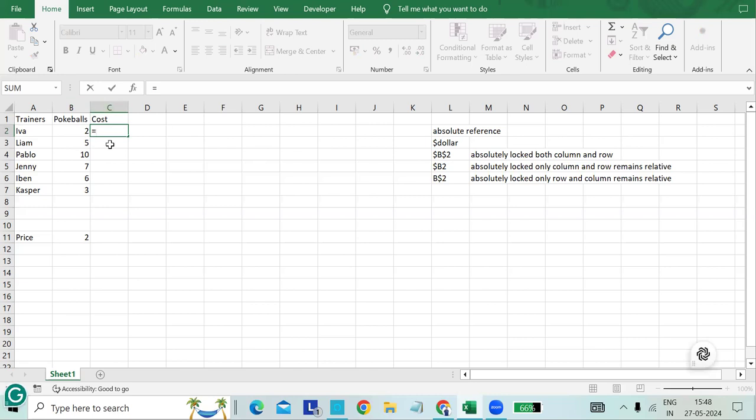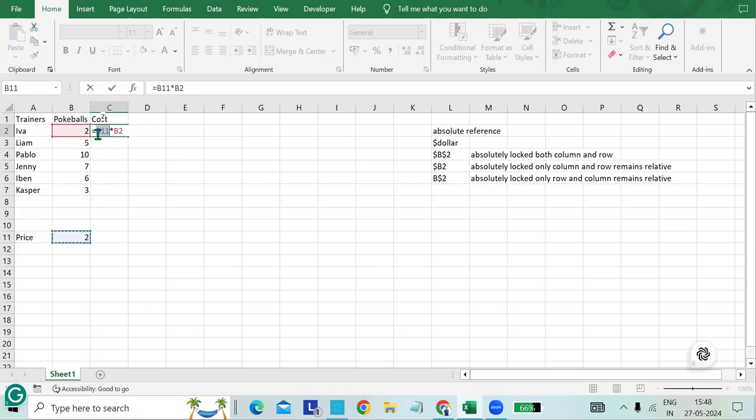So here B2, right? So it is C2. Dollar C dollar 2 into B2. I hope you understand. Sorry, sorry. Here we have to write the price.